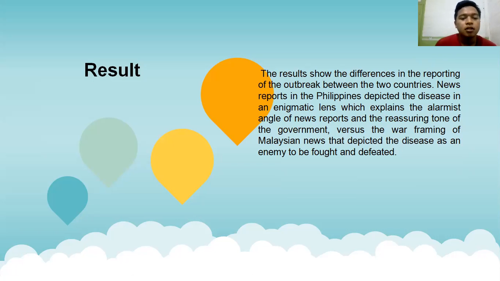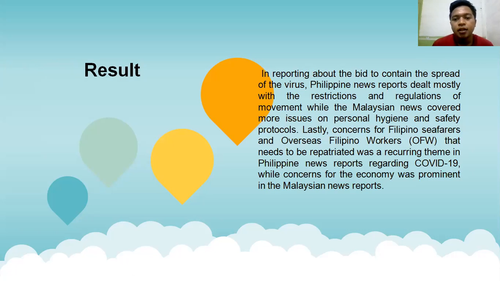The result of the study is enigmatic and alarmist reporting in the Philippines. The PH corpus features more keywords that depict novelty and uncertainty around COVID-19 than my corpus. In reporting about the bid to contain the spread of the virus, Philippine news reports dealt mostly with the restriction and regulation of movement, while the Malaysian news covered more issues on personal hygiene and safety protocol. So that is the difference.